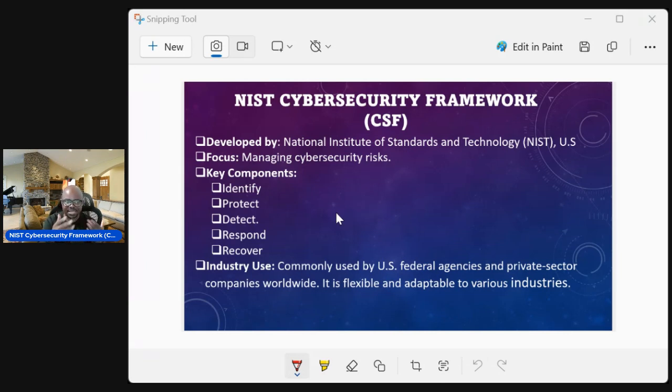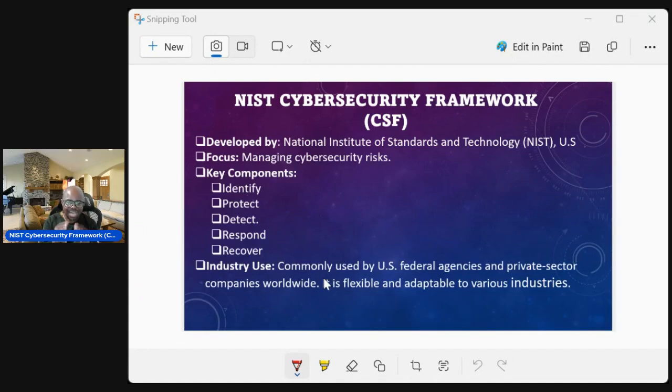So under this detect component, that's where you have the intrusion detection system, intrusion prevention system, Splunk, and every other detection tool that an organization needs to implement in order to detect, in real time, any cybersecurity threat or unusual activities within the organization, within the network, within the application. And then we have the 4th key component under the CSF framework, which is respond. Now, what is the objective of this component?